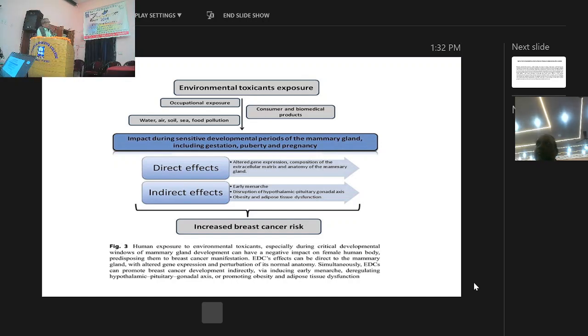And indirect effect is early disruption of the hypothalamic pituitary gonadal axis, obesity and adipose tissue dysfunction, which is actually responsible for the increased breast cancer rate.